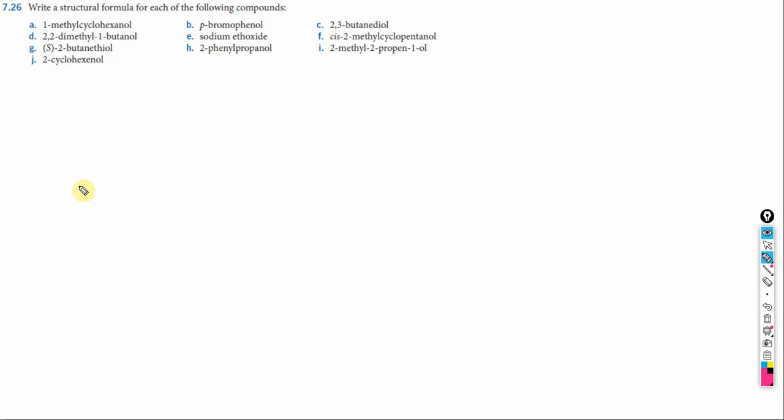So this problem gives you some of the names of some simple organic alcohols and thiols, and you're just asked to draw the structure of these compounds. So let's start with a simple example, 1-methyl-cyclohexanol.